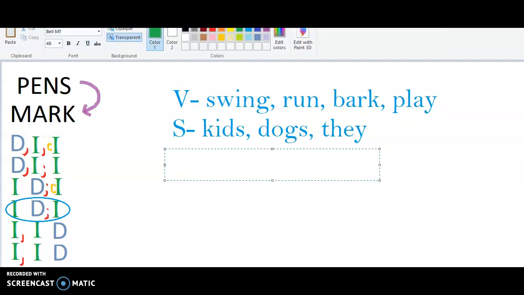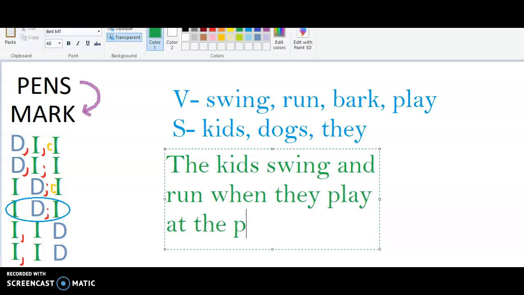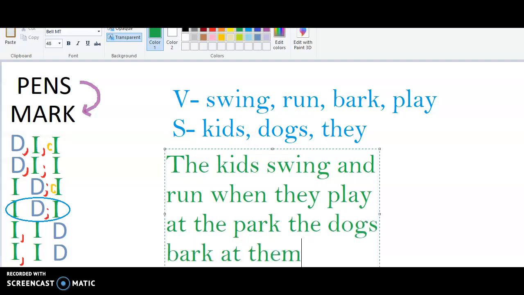Alright, now I'm going to use my formula to create my sentence. So, I need to start with an independent clause. So, I'm going to put the kids swing and run. Alright, that's my independent clause. Now I need a dependent clause. I know. When they play at the park. Now I need another independent clause. The dogs bark at them.